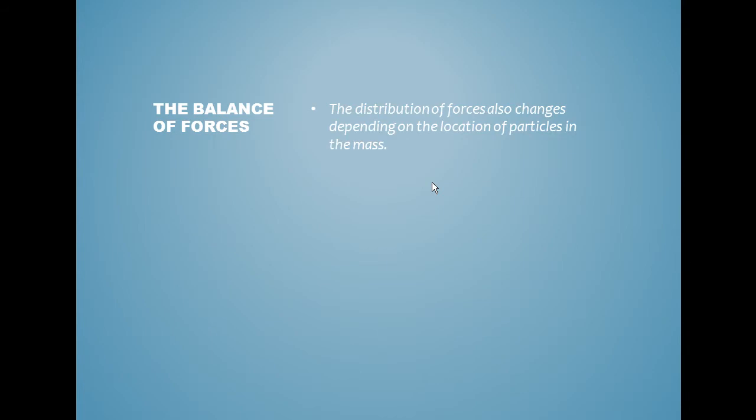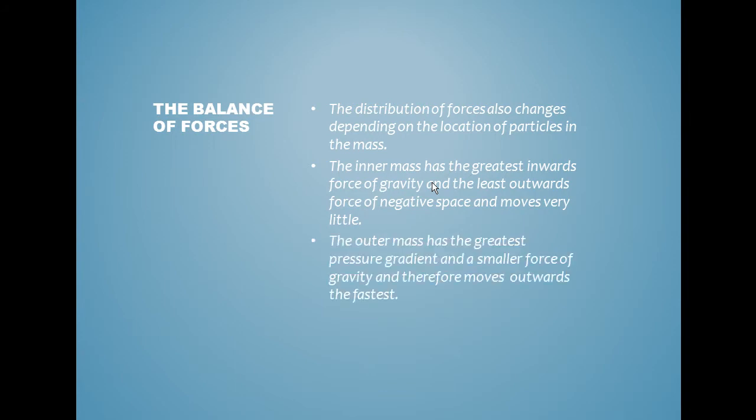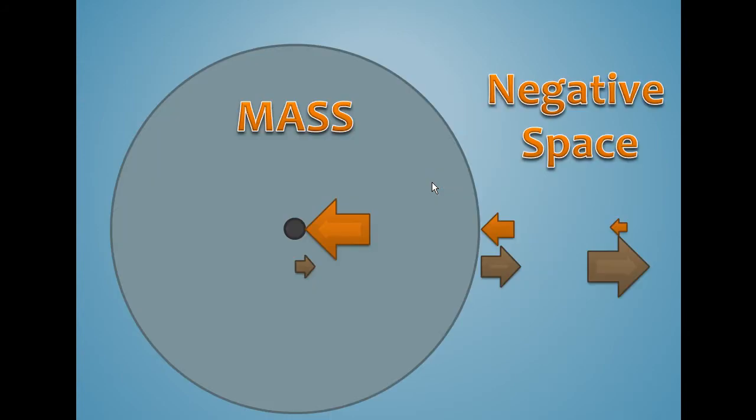The distribution of forces also changes depending on the location of particles in the mass. The inner mass has the greatest inward force of gravity and the least outward force of the negative space, and moves very little, if at all. The outer mass has the greatest pressure gradient from the surrounding vacuum and a smaller force of gravity, and therefore moves outwards the fastest. So the movement of mass distributed through the universe is dependent on the balance of forces for that individual mass, between the force of gravity inwards and the force of the pressure gradient outwards.